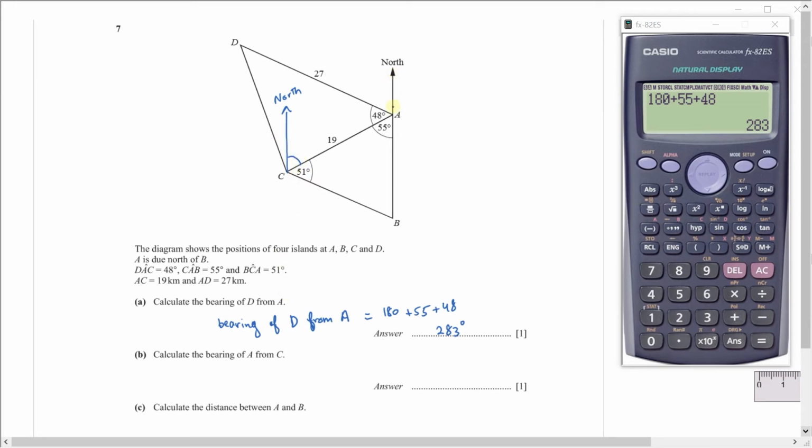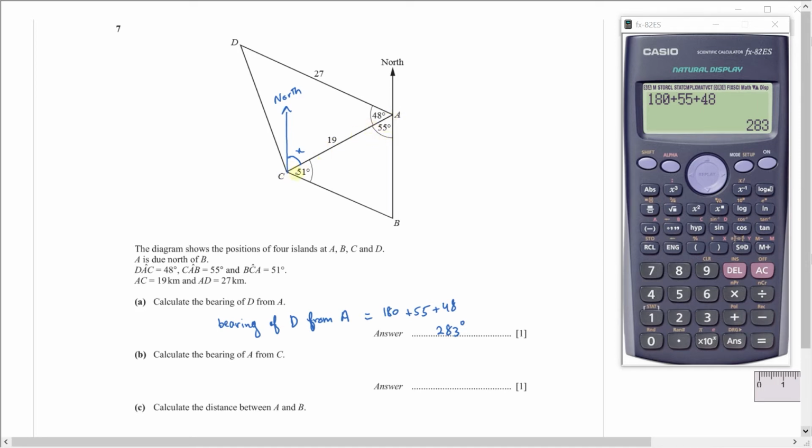So if you look at these two lines, both are going towards north. So these are parallel lines. So if these two lines are parallel, then this angle, which is the bearing, let's call it X, and this angle, which is 55 degrees, they are alternate angles.